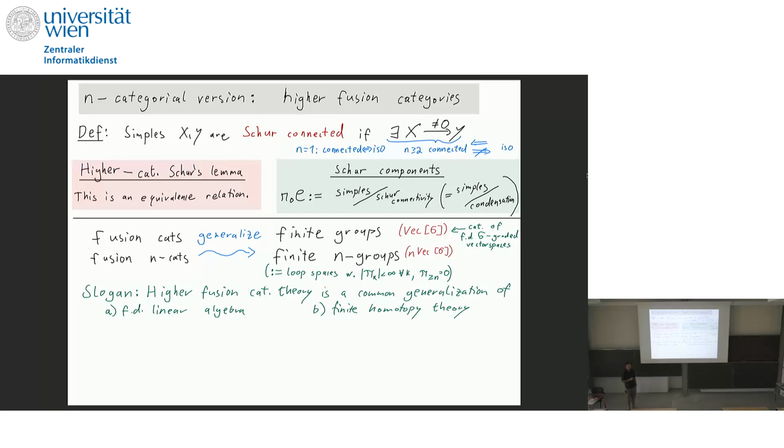So what you will have, you can look at the n vector space created by a finite n group, and you can also look at representations of a finite n group, and those should sort of be Morita equivalent. So there should be a sort of Morita equivalence between these, similar to the one in the one categorical setting.